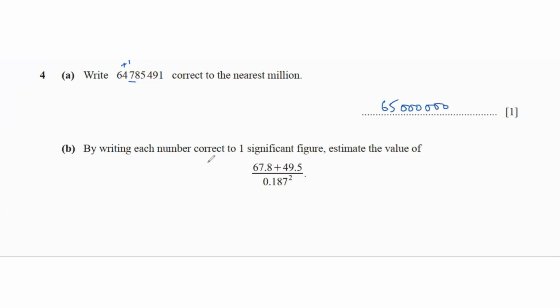Part B says writing each number correct to one significant figure, estimate the value of this. So 67.8 is going to be 70, 49.5 will be 50, and 0.187 will be 0.2 squared. Now if we solve this, 70 plus 50 is going to be 120. 120 divided by 0.2 squared, which is 0.04. So move the decimal. That's going to be 12000 divided by 4, which is 3,000.